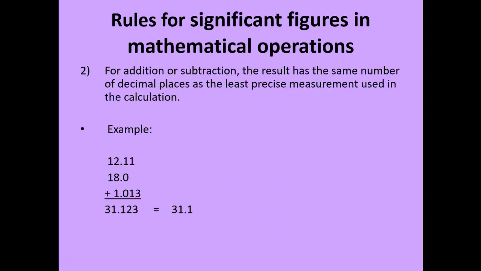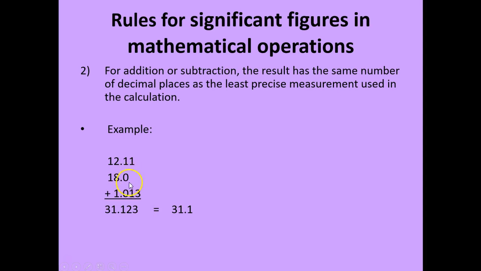If I'm going to add or subtract, now it's different. Instead of talking about numbers of significant figures, we're talking about numbers of decimal places. And so we are going to add this up, and then we're going to round it to the same number of decimal places as the least precise measurement in the sum. And so if I add 12.11 to 18.0 to 1.013, I get this number on my calculator, 31.123.